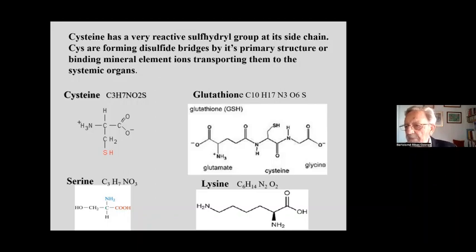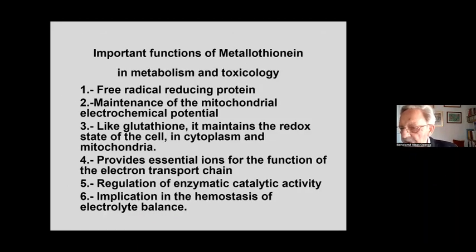In the next figure, we see the important functions of metallothionein in metabolism and in toxicology. Free radical reducing protein, maintenance of the mitochondrial electrochemical potential. Like glutathione, it maintains the redox state of the cell in cytoplasm, in mitochondria, and other cell organelles, provides essential ions for the function of the electron transport chain, and regulation of enzymatic catalytic activity, implication in the homeostasis of the electrolyte balance.